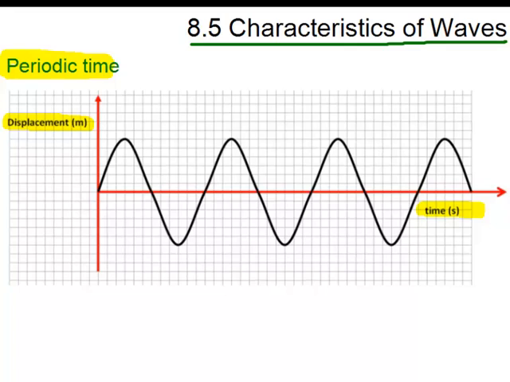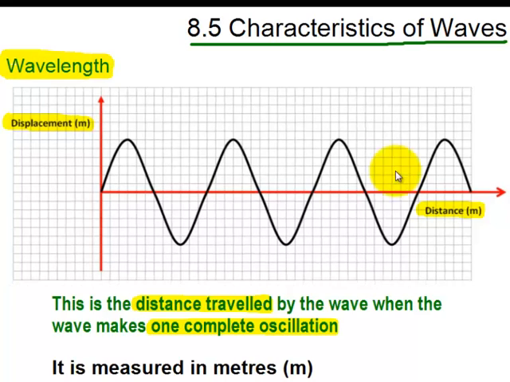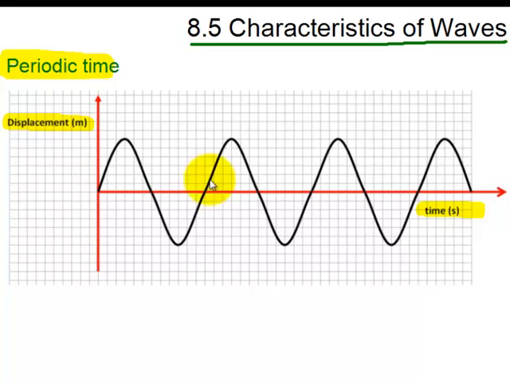Now over here, unlike the previous two graphs, which were displacement distance graphs, in this case, I have a displacement time graph. Now, this is one oscillation. And this is the time taken to make one oscillation. This is another oscillation. Again, this is the time taken to make one oscillation.